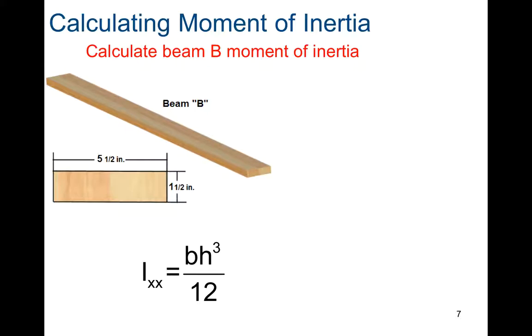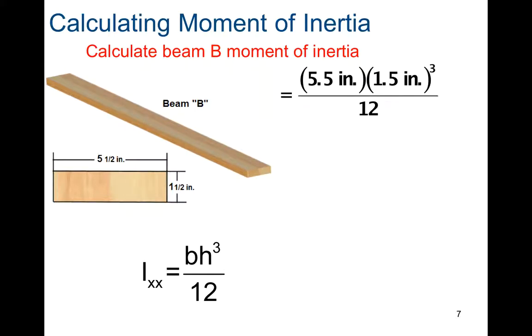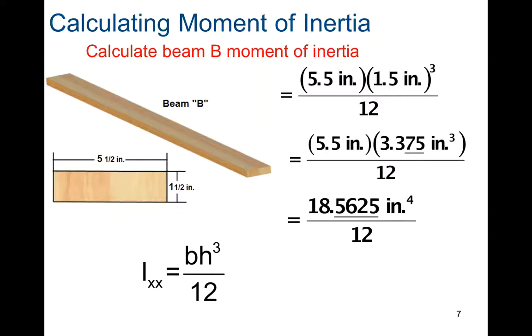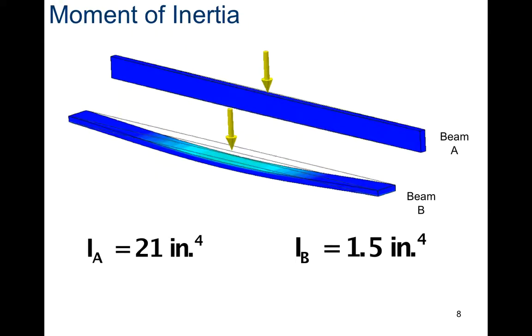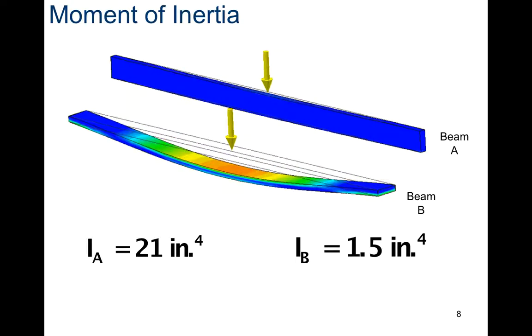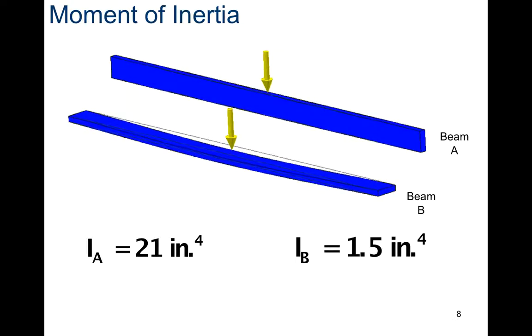All right, now if we take that exact same beam, we turn it flat. Notice that this time we'll do 5.5 inches times 1.5 inches cubed. So when it's flat, the shorter dimension is the one that's being cubed, so it's not going to make this answer as big, and we only get about 1.5 inches to the fourth power. A huge difference. Okay, so you can see why there's such a dramatic difference in how much these two beams deflect.